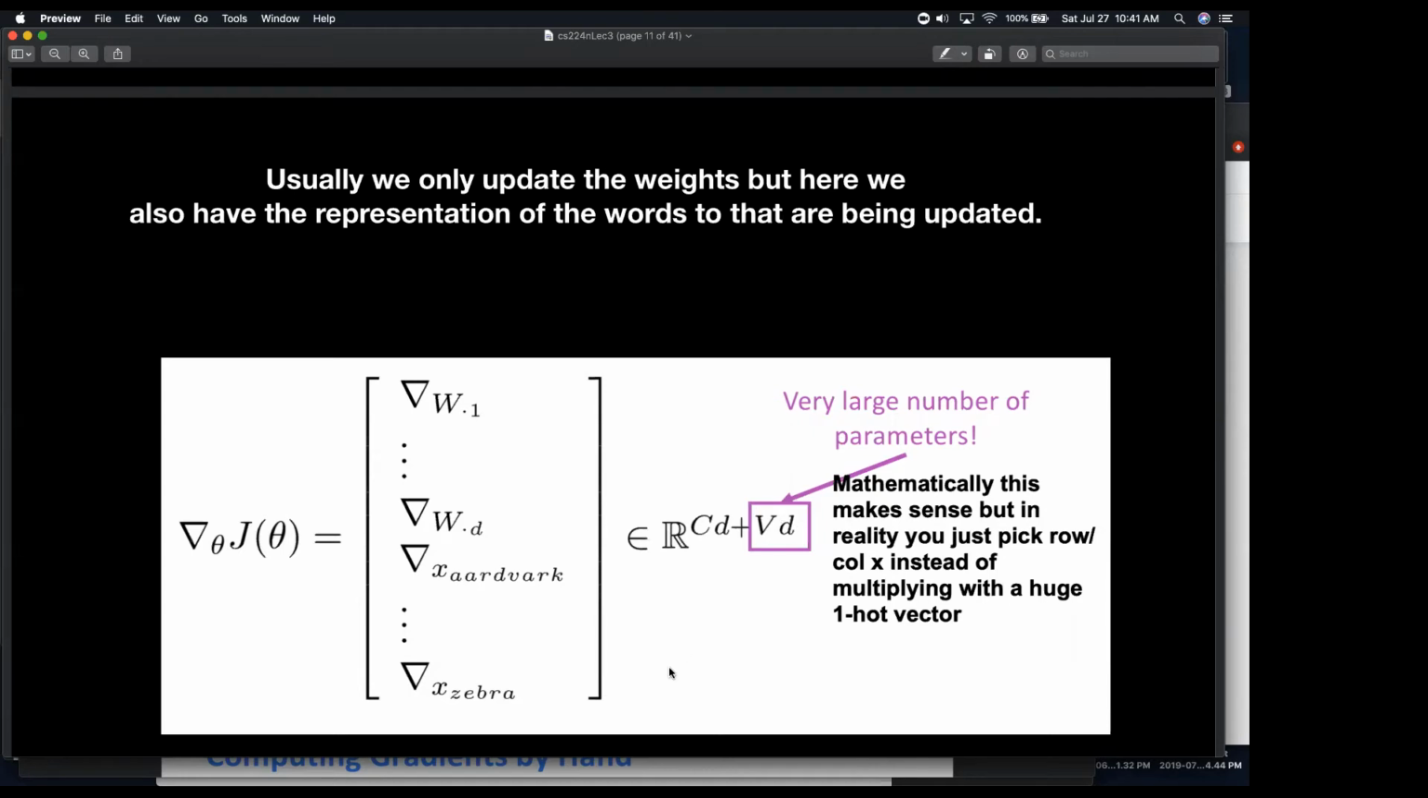Real quick question. What is that upside down delta thing? How do you say that? Okay, the upside down delta is called nabla, which is the gradient, which is basically what you're calling a differential.